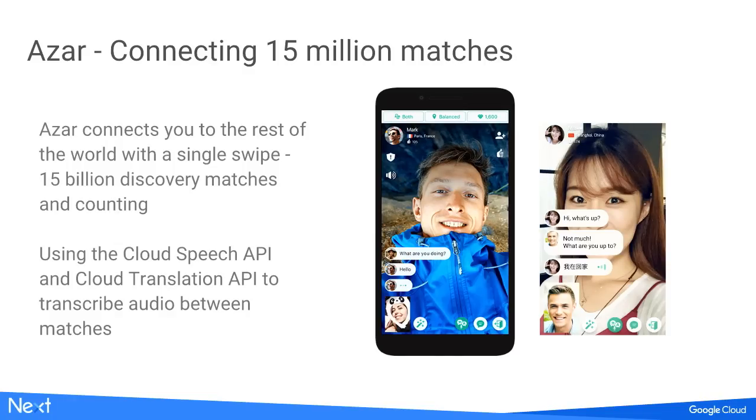One app that's using the Speech API is called Azar, and they have connected 15 million matches, an app to find friends and chat, and they use the Speech API for all of the messages that involve audio snippets. And they're also using this in combination with the Cloud Translation API, which I'm going to talk about later on. So there's a lot of potential use cases where you could combine different machine learning APIs together. So in cases where the matches don't speak the same language, they'll use the Speech API to transcribe the audio, and then the Translation API to translate that text.